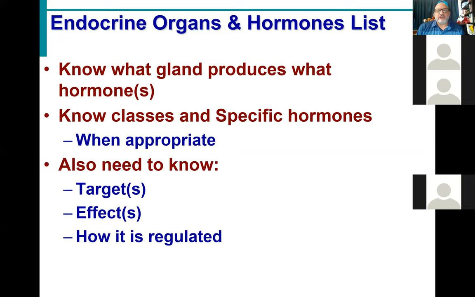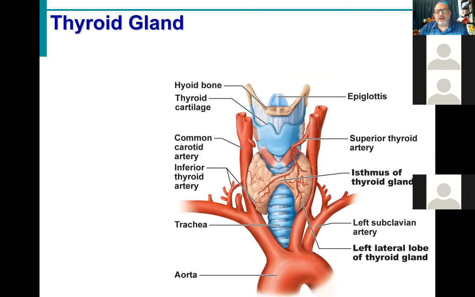But there are other endocrine glands, and one of the important ones is this one here. This is the thyroid gland. As you can see on this illustration, it is inferior to the larynx.